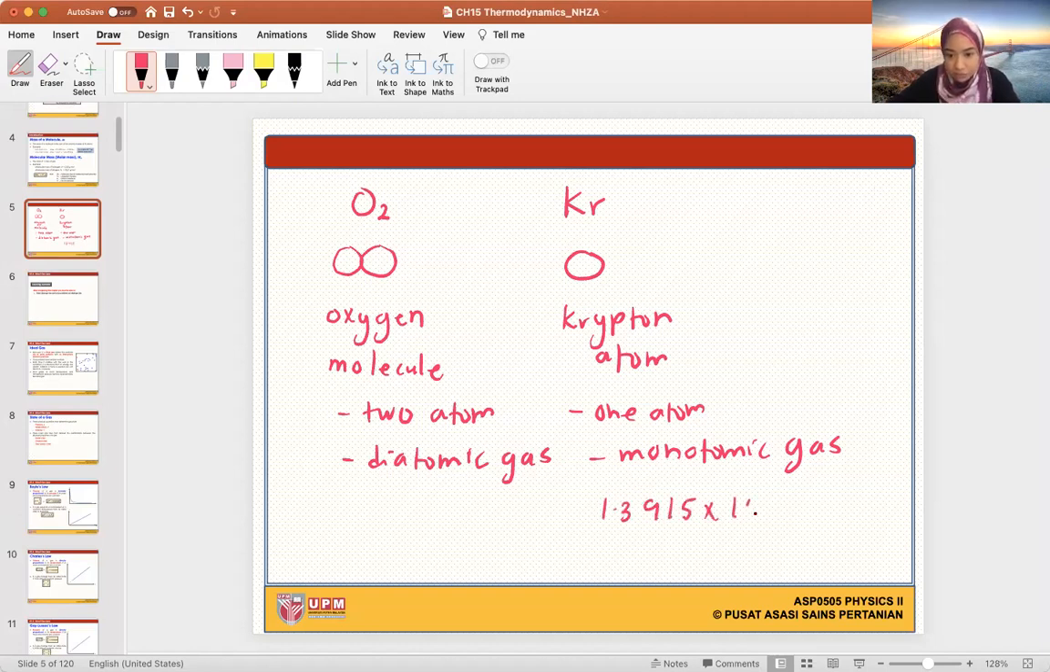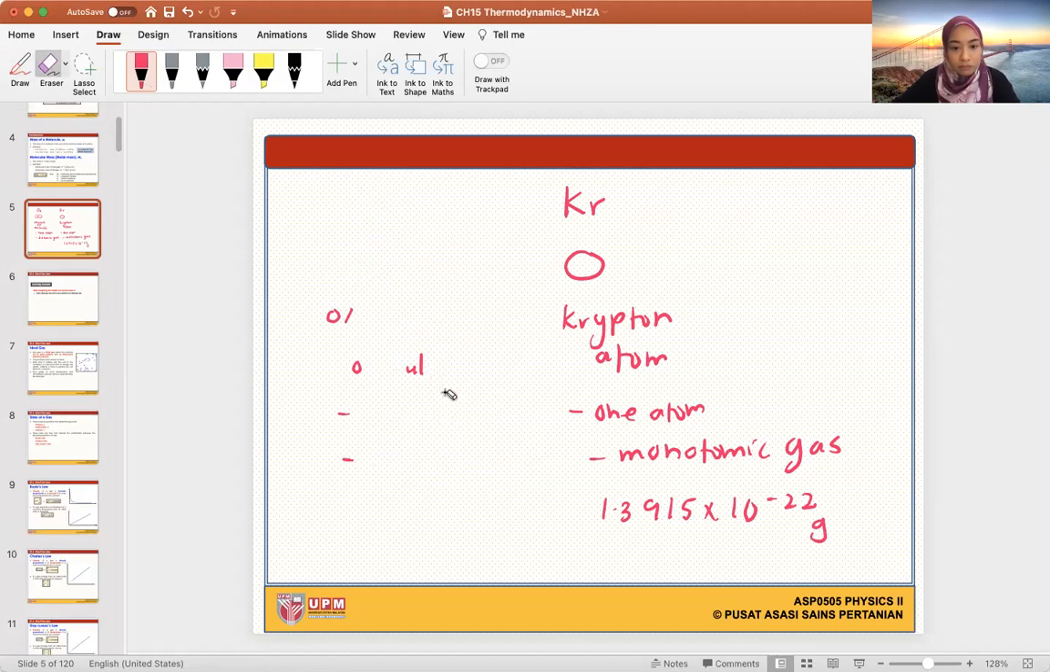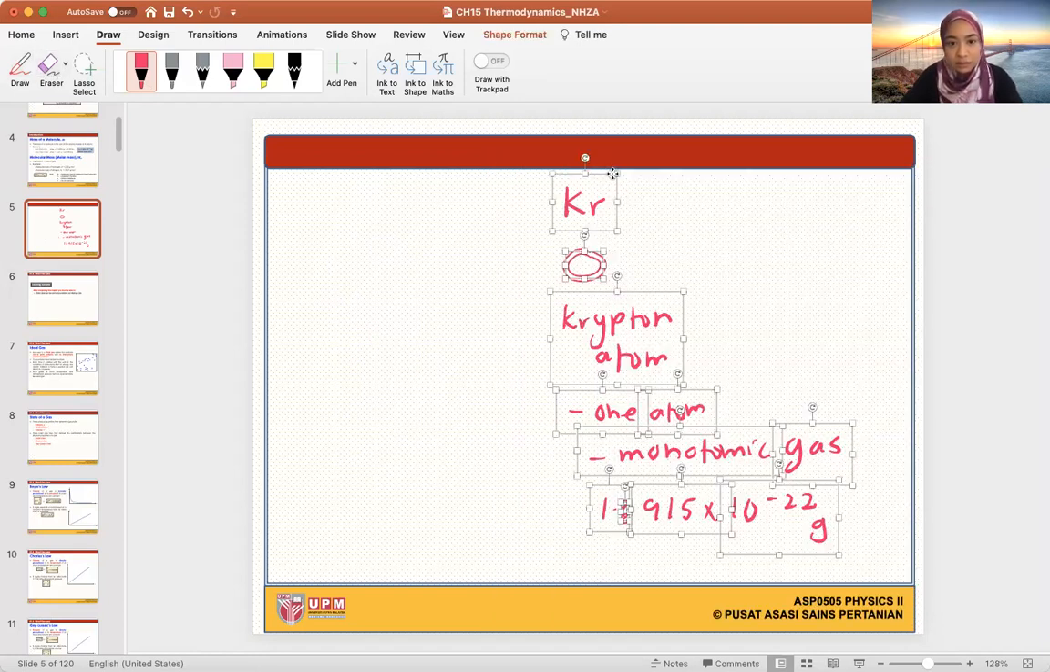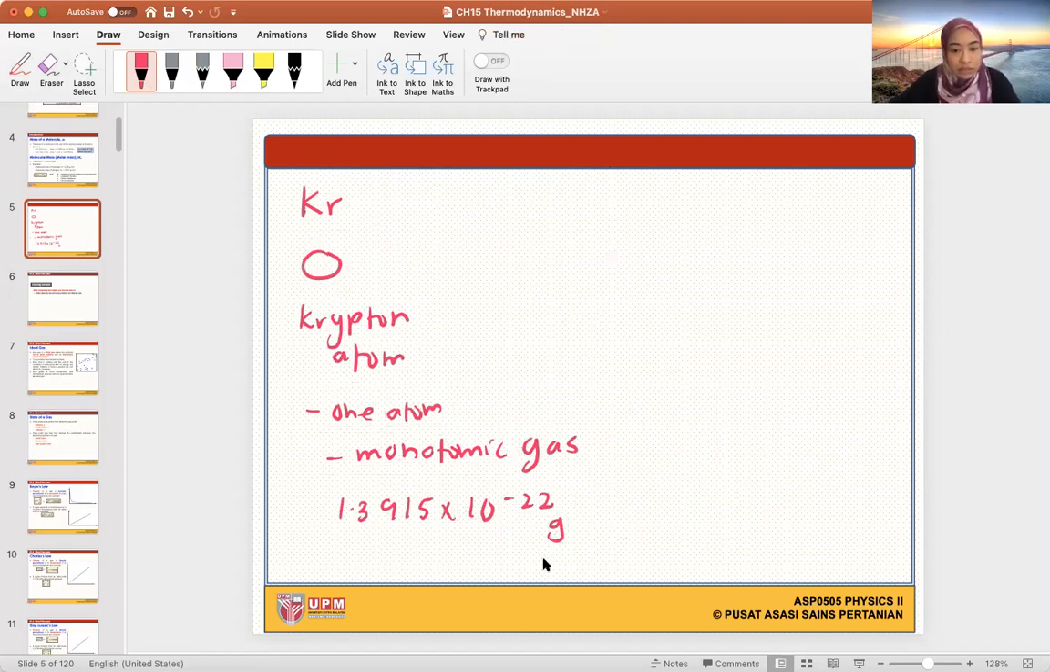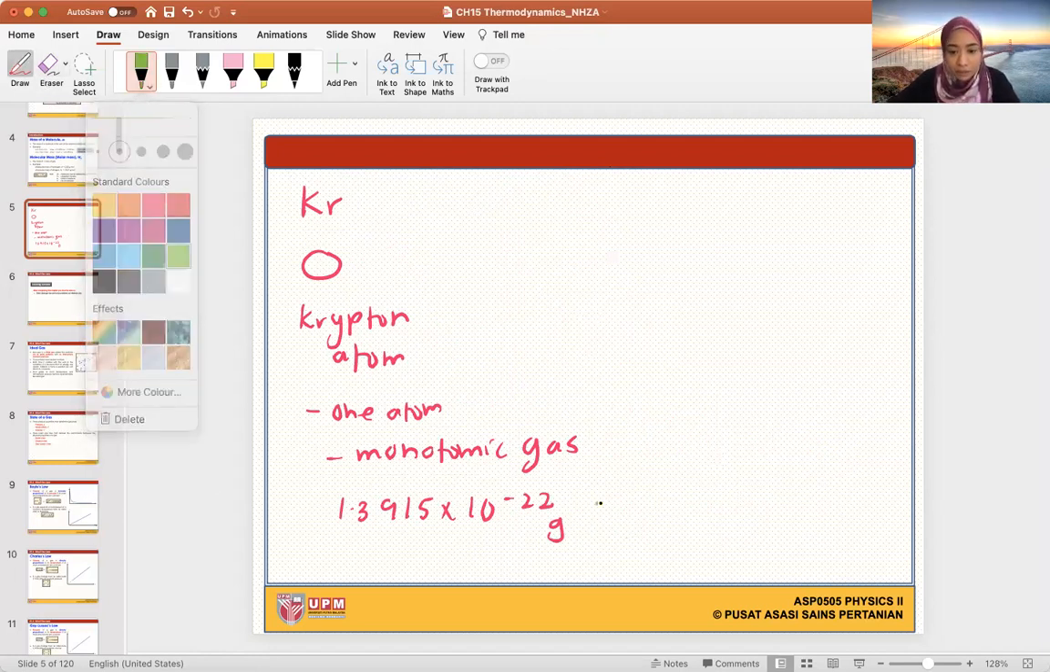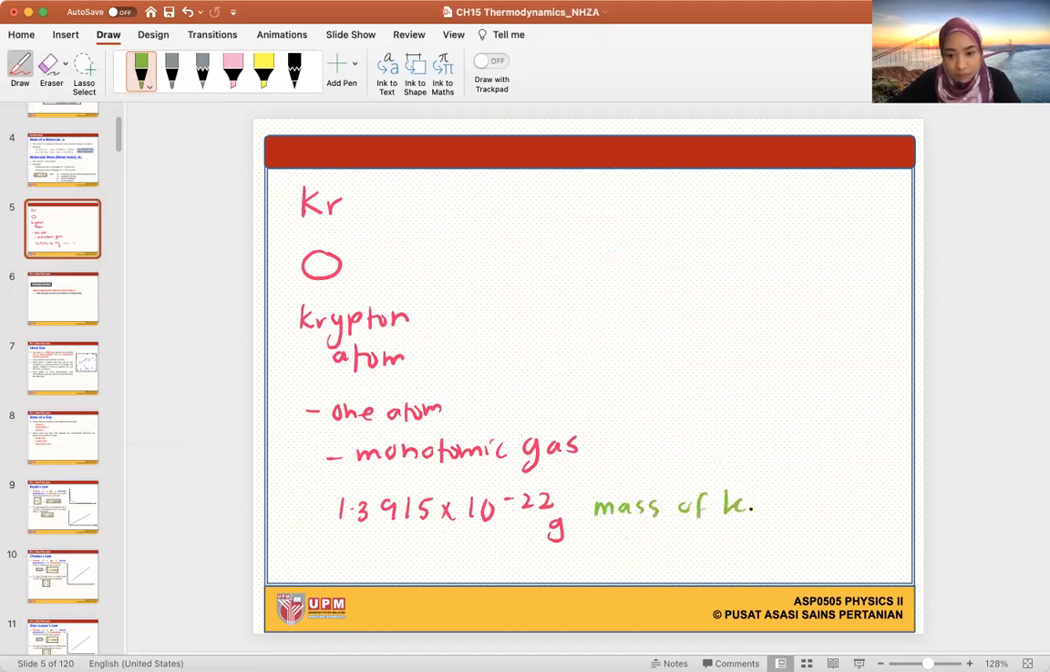1.3915 times 10 to the minus 22 gram. This is per molecule and its molar mass. Ya, kita buat pasal krypton dulu lah. Untuk yang dah faham benda ni, bear with me as I try to make your friends understand juga. Kita nak berjaya sama-sama. Okay, so this is the mass of a molecule. So di dalam gram, this is mass of molecule, ataupun mass of atom lah. Mass of krypton atom. Okay, so this is 1.3915 times 10 to the minus 22 grams.